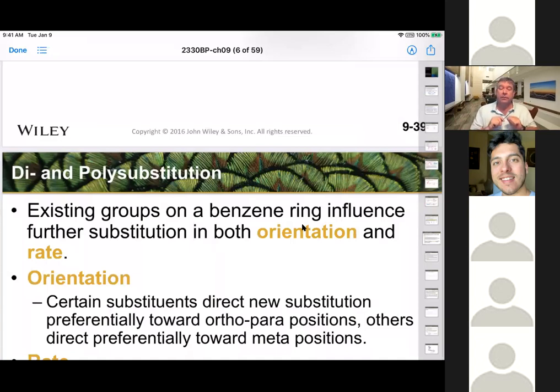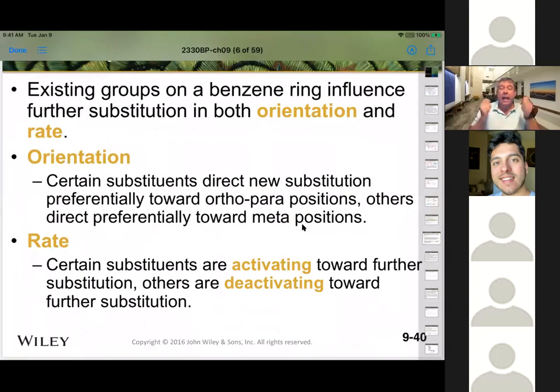Now, the rate is different. Rate is either activated toward substitution or deactivated toward substitution. Deactivation doesn't mean it does not happen. Deactivation means it happens slower or you have to use more heat. Okay. So we have to kind of get in our heads orientation and rate, activation and deactivation, because they're going to run hand in hand. Okay. So what do I mean by that?